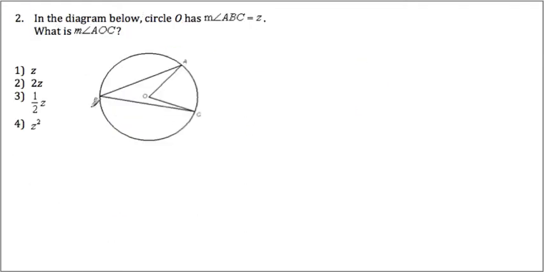Alright, let us move on to the second question. Here, the measure of the angle ABC is Z. So this angle is equal to Z. Then what is AOC? You see, the inscribed angle is always half of the intercepted arc, which is equal to the central angle. Therefore, the central angle has to be double of this, which is equal to choice 2.